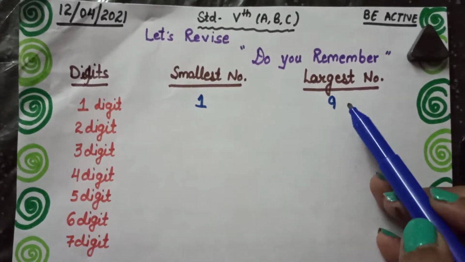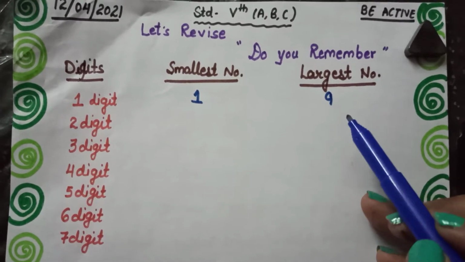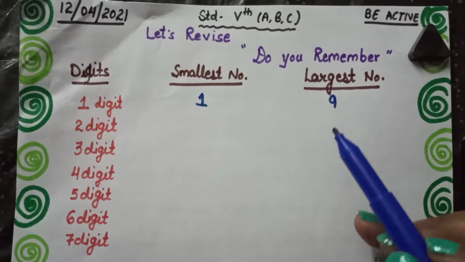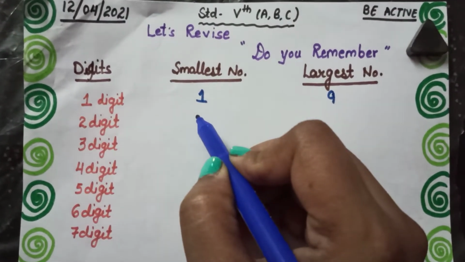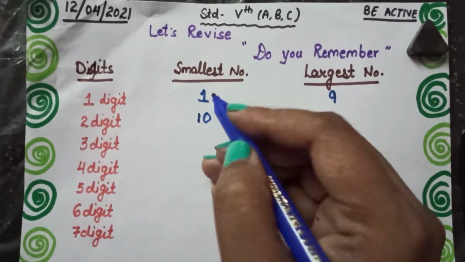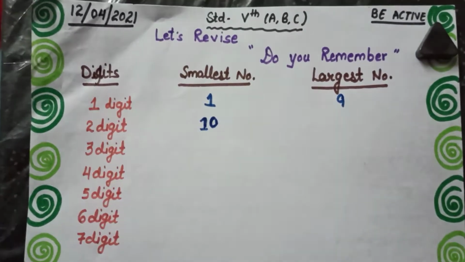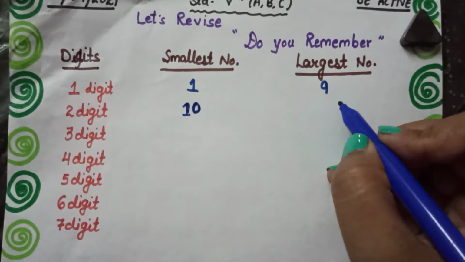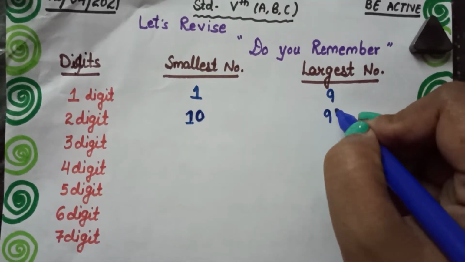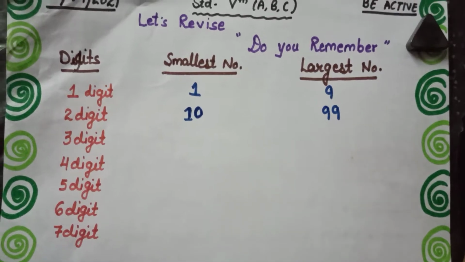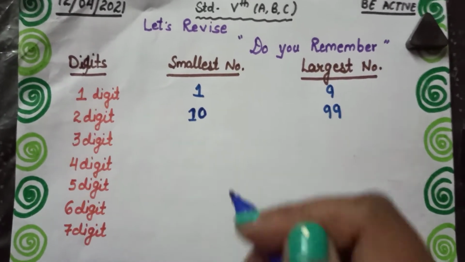Right? Now what is the smallest number of 2 digit? See, initially we will just count what is the number after 9. It is 10 and 10 is a 2 digit number, right? So it will become the smallest number of 2 digit. Okay, 10. Now the largest number of 2 digit is 99.